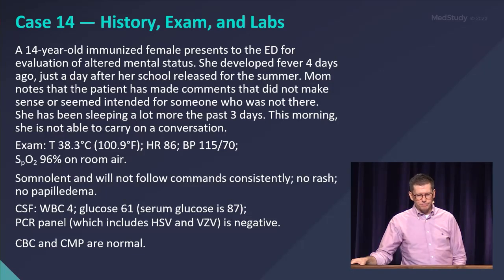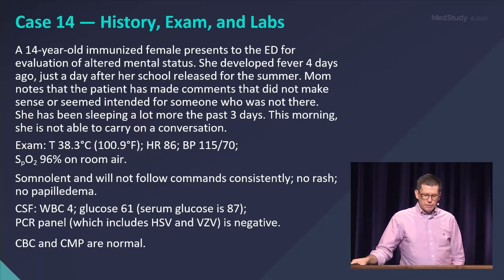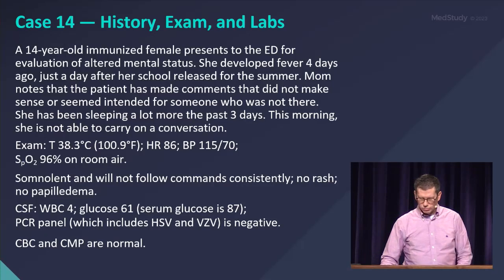Exam has a temperature of 100.9, heart rate 86, blood pressure 115/70, and 96% on room air. She is somnolent and will not follow commands consistently. She has no rash and no papilledema. Her white count in her CSF is 4. Her glucose is 61 with a serum glucose of 87. Her PCR panel, which includes herpes and varicella zoster, is negative. Her CBC and CMP are normal.